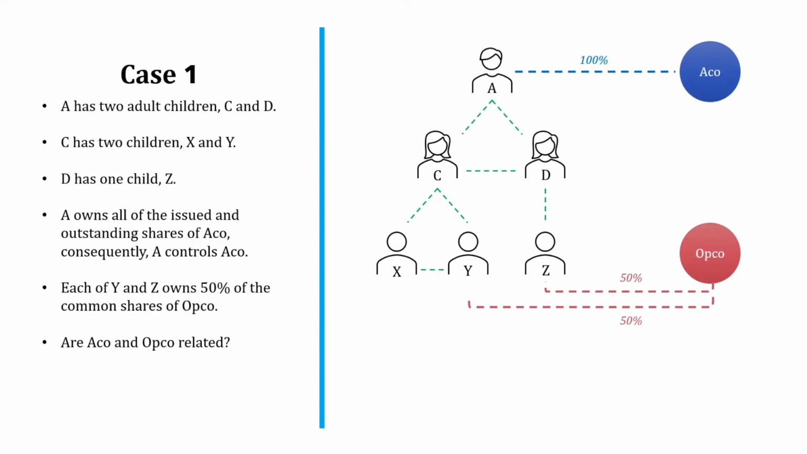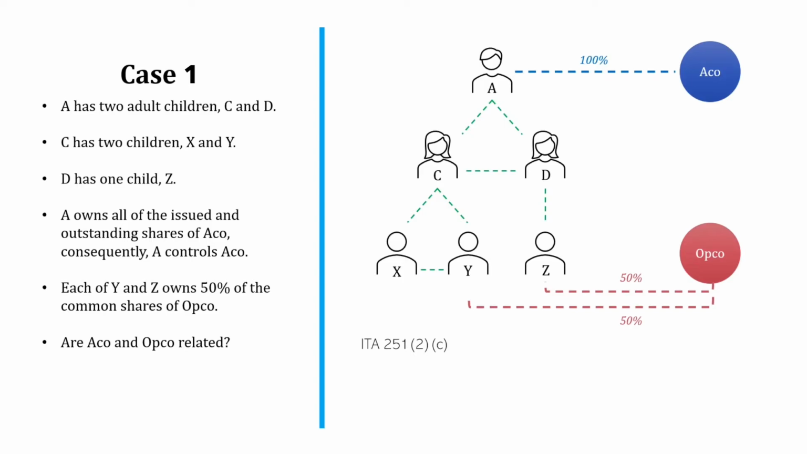This is where you pause the video again. You go to ITA 251, subsection 2, paragraph C. Read through the subparagraphs there and see if you can figure out whether ACO and OPCO are related according to anything you read there. Pause the video.